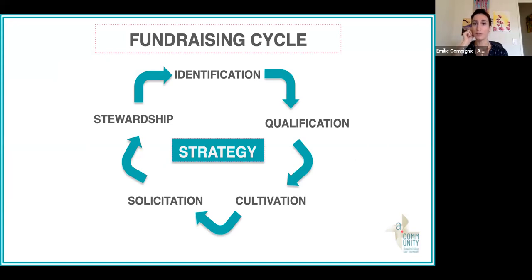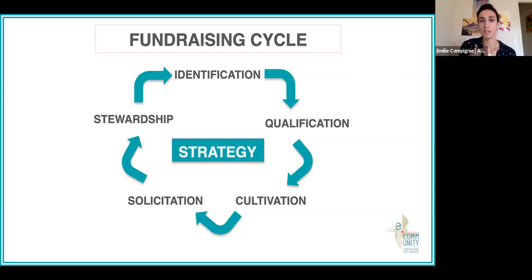Basically, the fundraising cycle is all the steps that you need to go through, whether you're doing it organically or strategically, but you're going through all the steps to raise funds for your organization. They are all very important to take into consideration so that you can act strategically, and actually so that you can define a strategy. So the first stage starts at the top, which is identification.